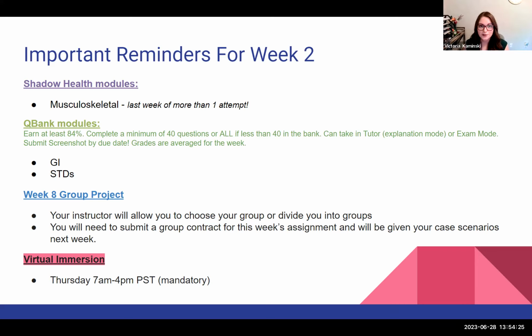This week is also very important as you have your virtual immersion on Thursday. So be sure that you are getting prepared for your immersion experience. That is at 7 a.m. Pacific Standard Time to 4 p.m. You absolutely need to have your camera on so your background is not blurred, as mine is not right now. You can see that you are in a well-lit place. We're able to see you in professional attire. You are not working, you are not traveling, you're in a professional manner.